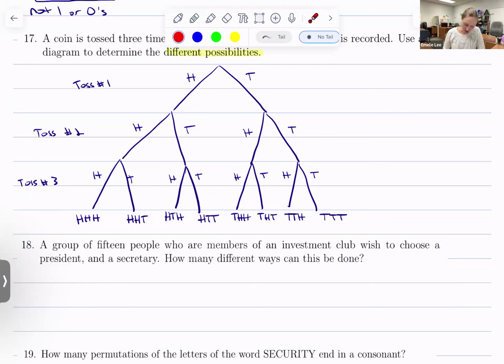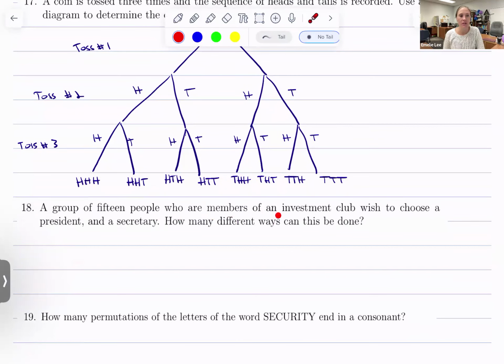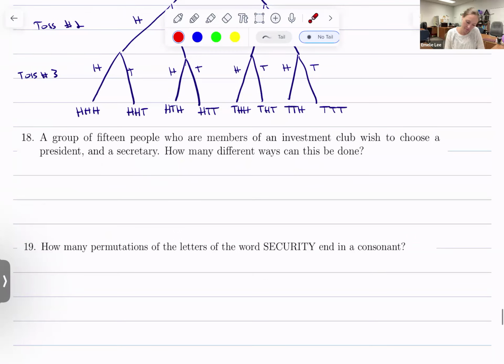Question 18. A group of 15 people who are members of an investment club wish to choose a president and a secretary. How many different ways can this be done? Now, if I have someone who's chosen to be the president, they can't be the secretary, right? And same thing, if I choose for someone to be the secretary, they can't be president as well. And so I like to solve this with slots. But since the order matters, right? Let's assume that I pick a president first and then I pick a secretary, right?